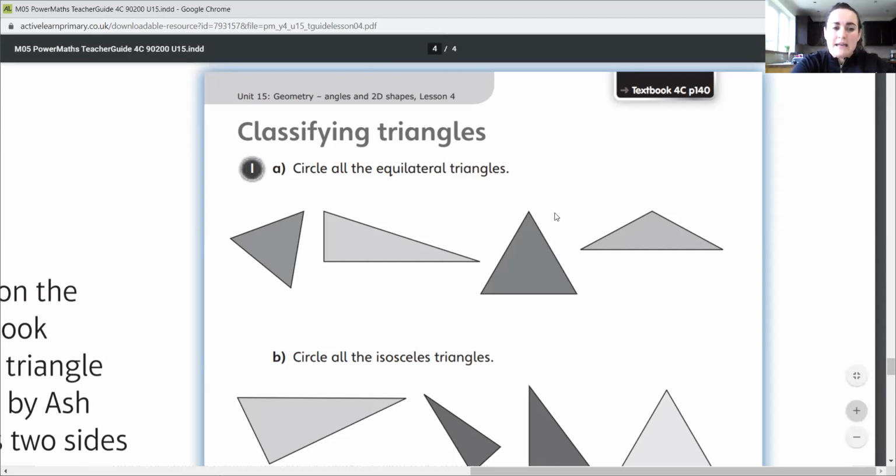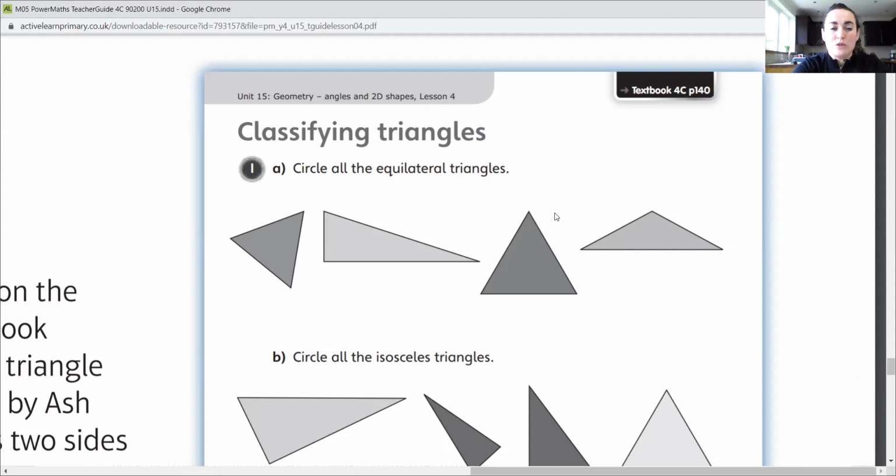Similar to yesterday, question 1A is just asking you to circle all of the equilateral triangles. It's just asking you to go back to the start of this lesson and think about what do you know about those triangles. What does equilateral mean? Equal is spelled slightly differently, but the word equal is actually in equilateral. So that gives me a massive clue. Equilateral means equal sides. It needs to have all sides that are equal, all angles that are equal. So can you firstly identify and circle the equilateral triangles?